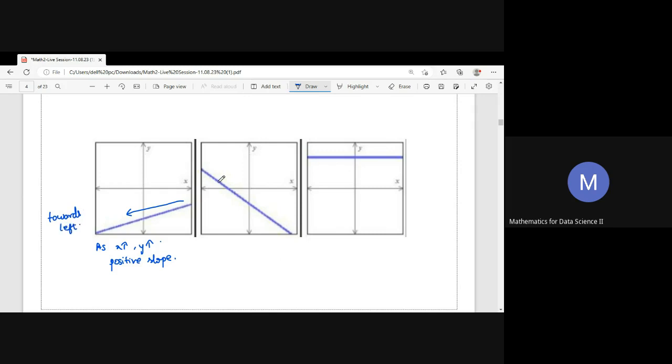And when you have a negative slope, as the value of x is increasing, the value of y is reducing. As x increases, y decreases. So this is a negative slope, and here the water will flow towards the right.